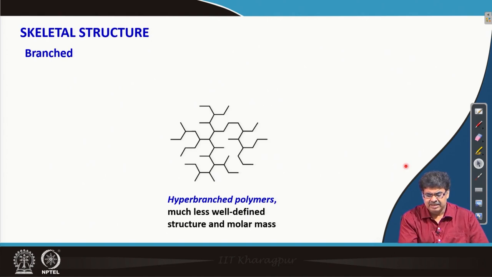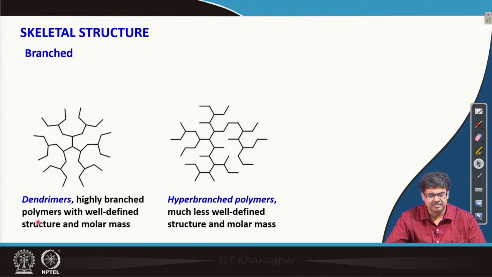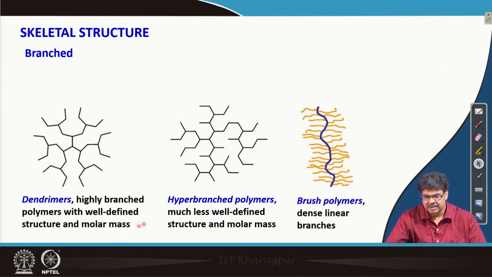Now, as I was explaining, you can have a kind of random branching of the molecule. We call this a hyperbranched polymer, which has a much less well defined structure and molar mass, whereas dendrimers are highly branched polymers with well defined structure and molar masses. Similarly, we can have brush polymers, where you have one main chain and then a very densely populated branched structure. So, we call dense linear branches a brush polymer.